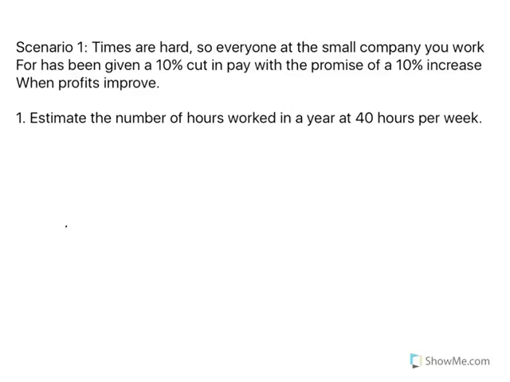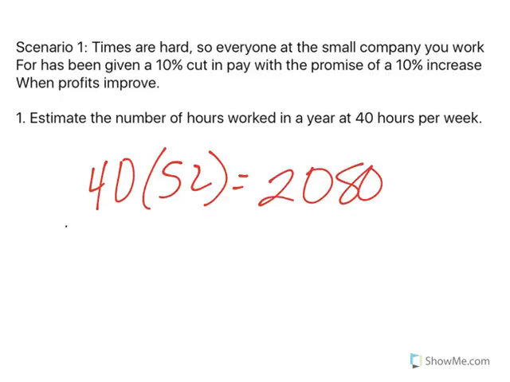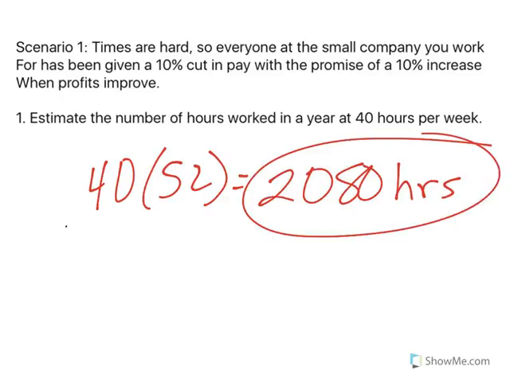Estimate the number of hours worked in a year if you work 40 hours a week. Well, if you work 40 hours a week and there are 52 weeks in a year, that means there are 2,080 working hours in a year. 40 hours a week, 52 weeks in a year.